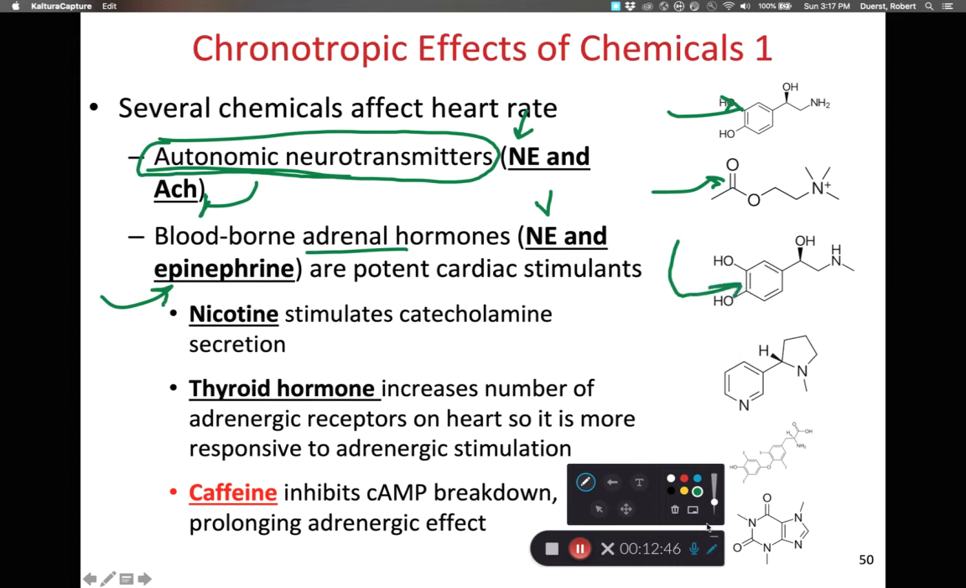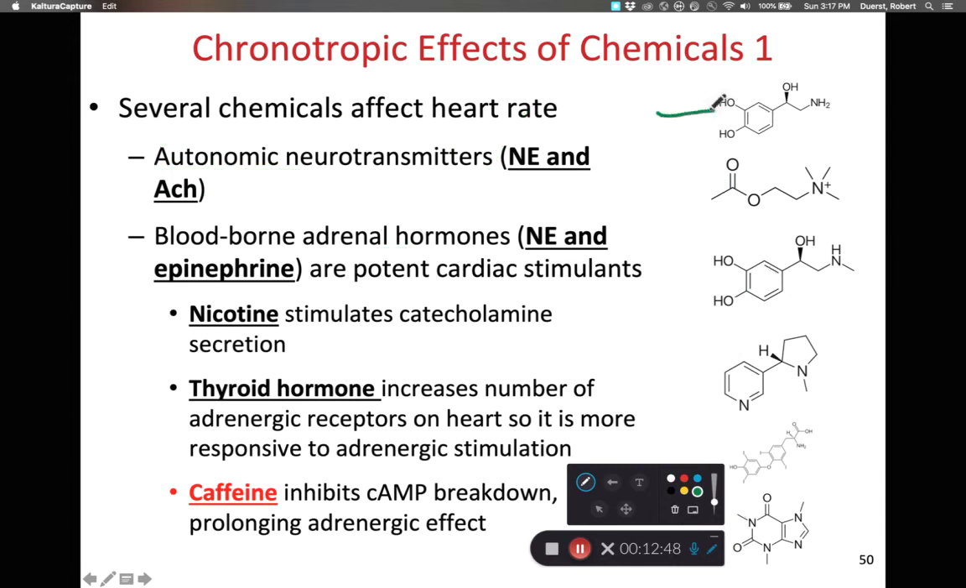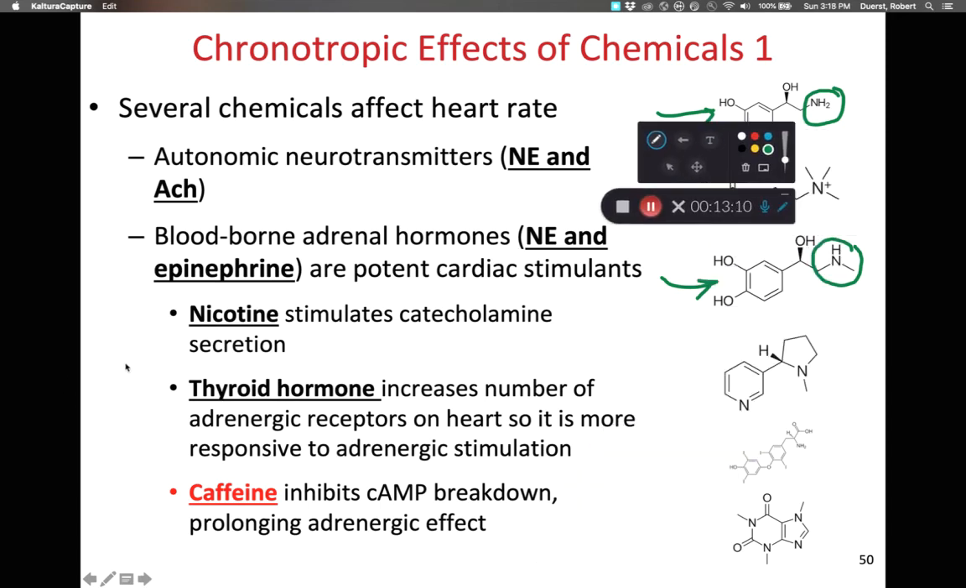Here's epinephrine's chemical structure. So as we look at norepinephrine up on top and epinephrine here, the only difference between those two is right there. They are very similar to each other. But that little change on that functional group causes a profound difference in their effect. When we look at other chemicals that can influence heart rate, those include nicotine. Nicotine is going to stimulate catecholamine secretion. So if we have nicotine in our blood, ultimately that nicotine will raise heart rate.